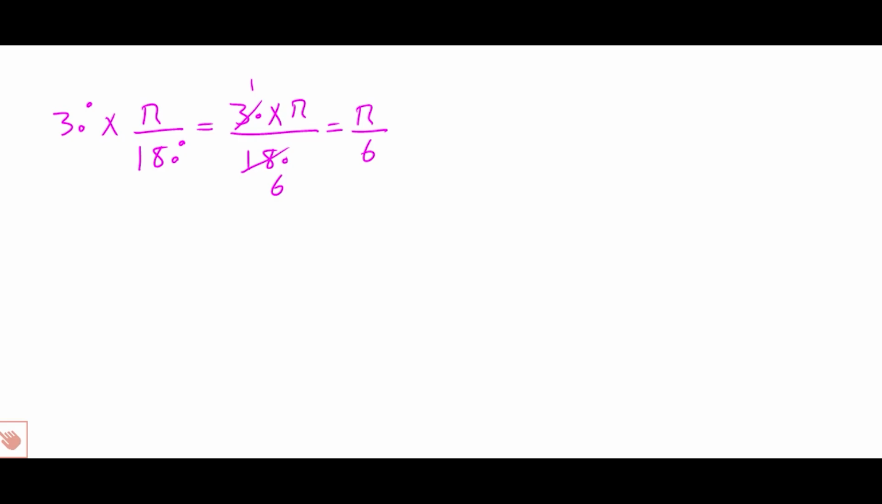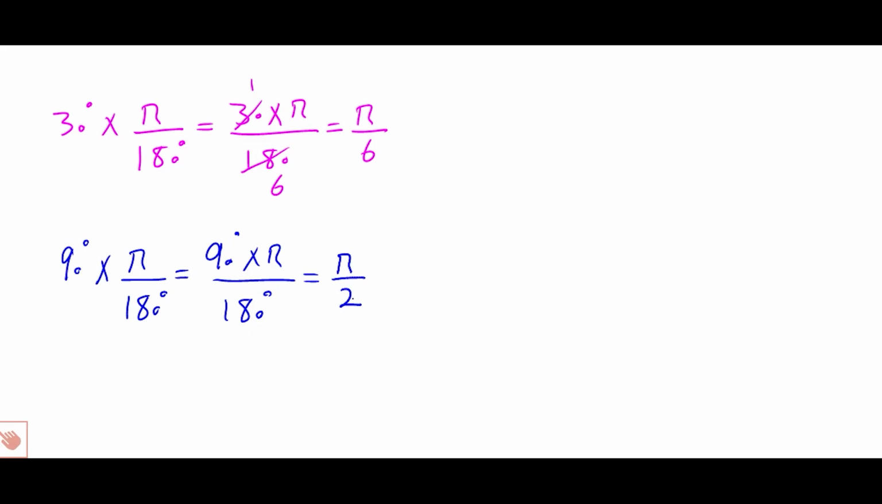Let me give you another example. How many radians is 90 degrees? We just multiply by pi over 180 degrees. So 90 degrees times pi over 180 degrees. And now 90 and 180 simplify with each other, and also the unit degrees cancel. So we have 90 degrees is equal to pi over 2.